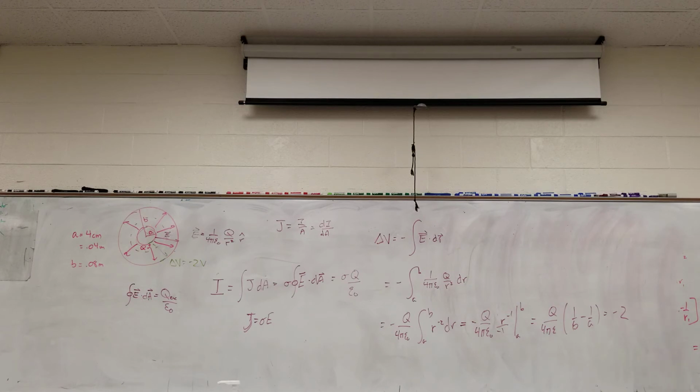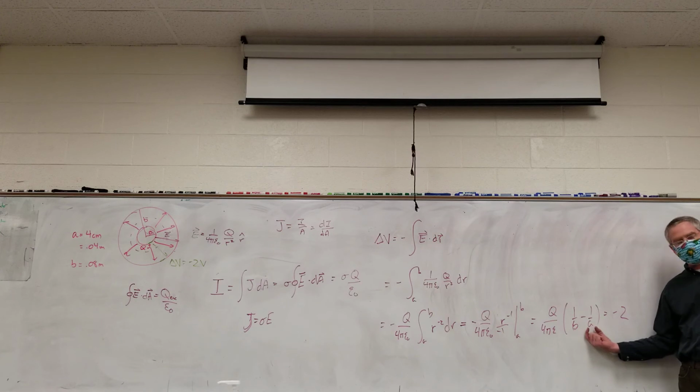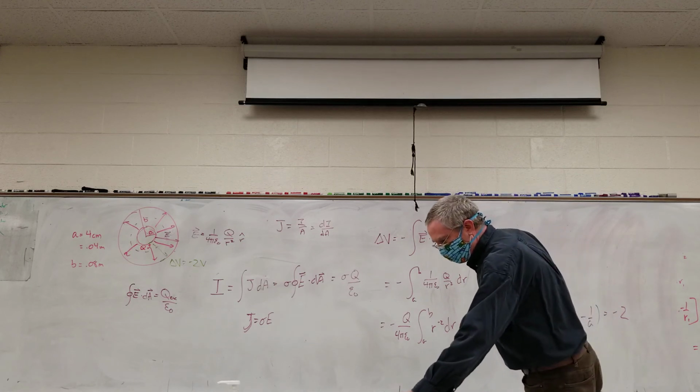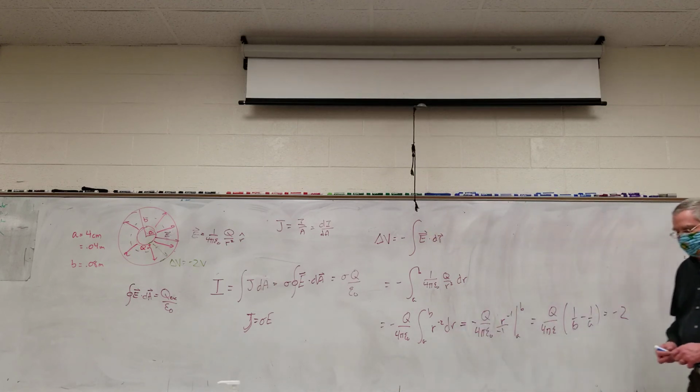Let's do a double quick check here. I know B is larger than A. Therefore, 1 over B is smaller than 1 over A. And therefore, this binomial here is a negative number, so the signs are going to work out. Which, in my case, considering how often I mess up the signs, it's good to check every once in a while.